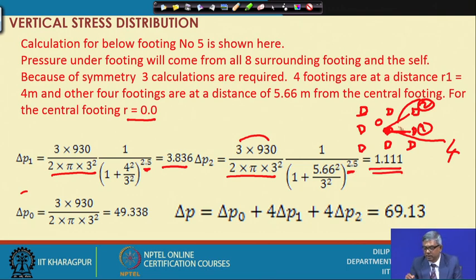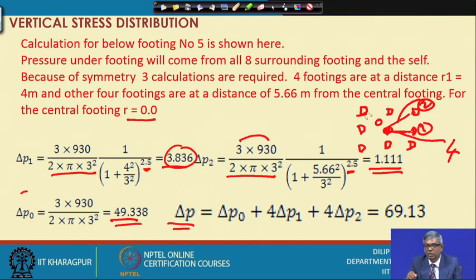You can see that the effect of this footing will be more here than the effect of the footing of these two here. This is slightly far, so the effect is less, and for this footing you have got more effect. For this footing itself, if I put r equal to 0, del p naught we are getting 49.338.